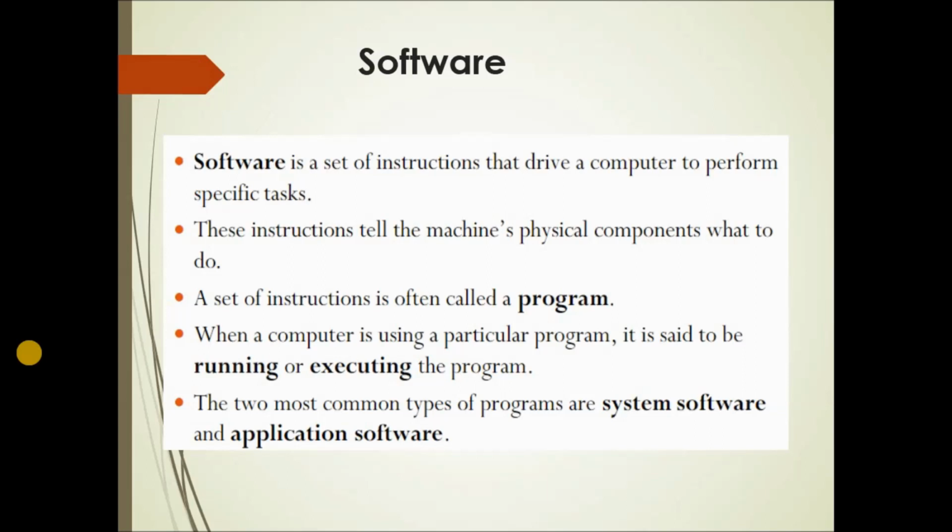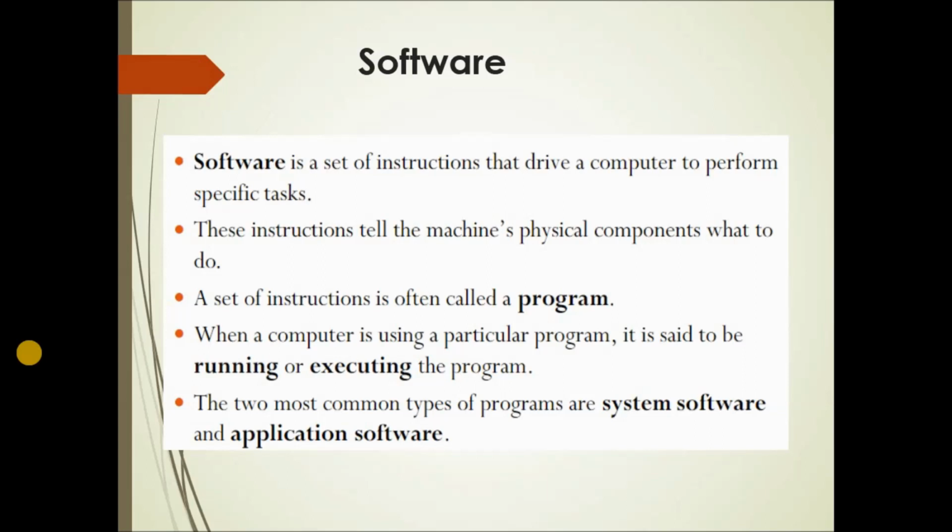Now, software is a set of instructions, a set of programs, you can say. Those programs are made from sets of instructions. Software is a set of instructions that drive a computer to perform specific tasks. These instructions tell the machine, the physical computer, what to do. A set of instructions is often called a program, and several programs can be combined together to create software. When a computer is using a particular program, it is said to be running or executing the program.